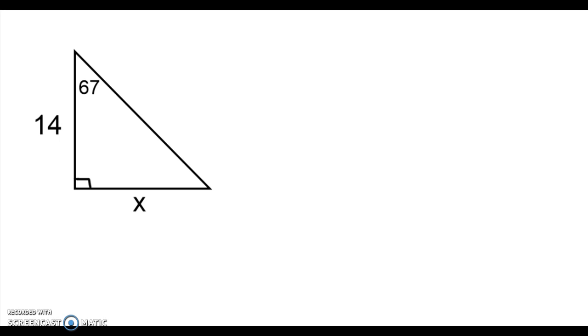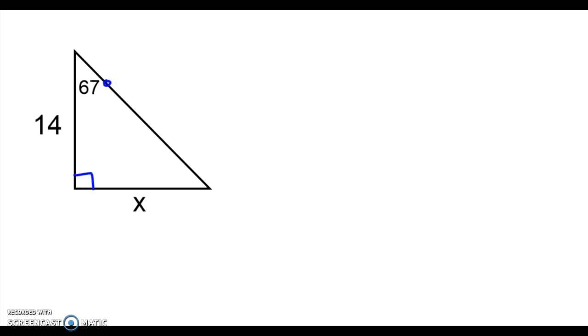So we're going to get started, and this is kind of what most of your examples will look like. You'll be given an angle measure, in this case 67 degrees. You'll be given a side length, in this case 14, and you'll be given an unknown. What we're going to do first is I always like to identify my side lengths.